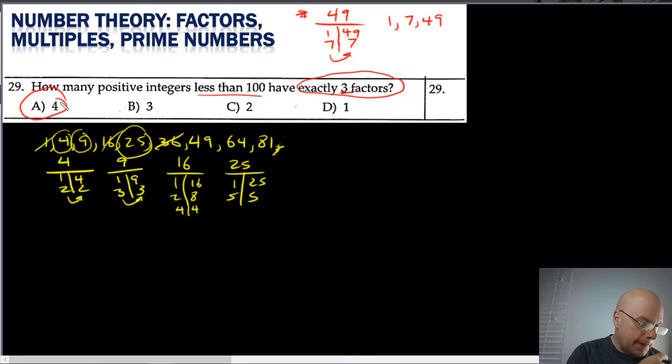Answer choice A. And I'm just going to double check myself on each one, because I almost made a mistake on one of the ones on this video, so I want to be thorough. Okay, that was a long one, but as I said, number theory, understanding factors, multiples, and prime numbers is really key to this contest.